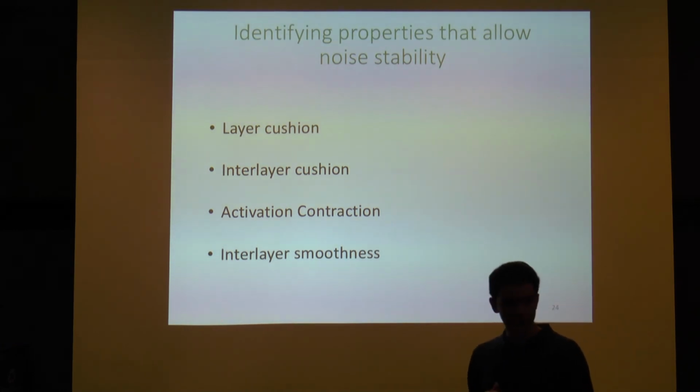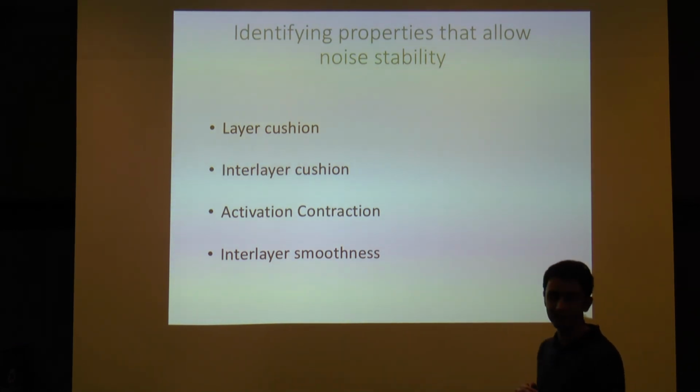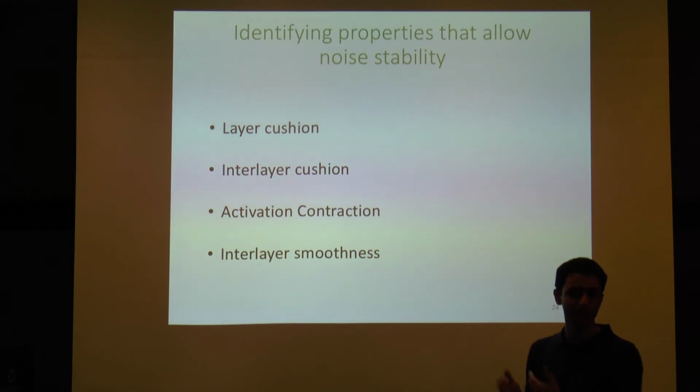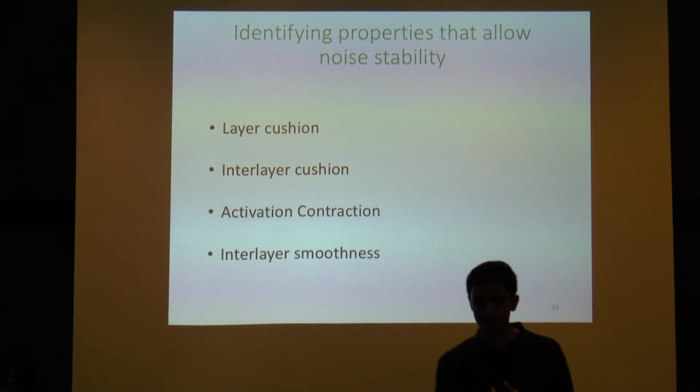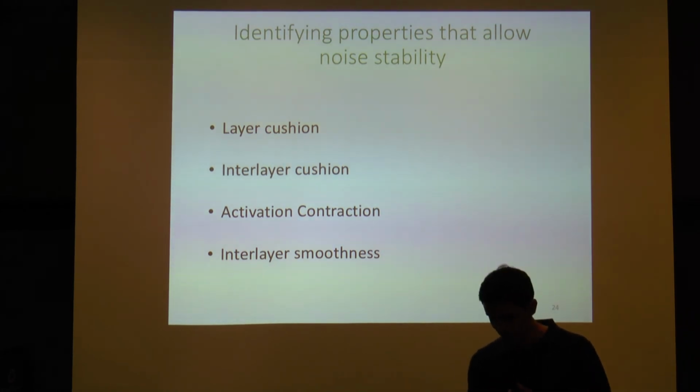And we came up with 4 different properties that we need all of them to show that the network is resilient with respect to this noise. I'm going to just briefly explain each one of them.